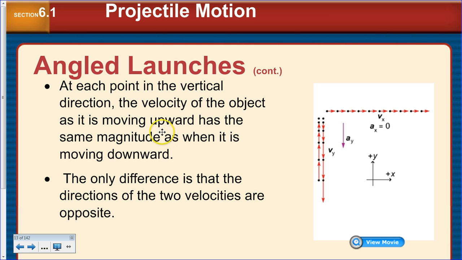At each point of the vertical direction, the velocity of the object as it's moving upward has the same magnitude as when it's moving downward. In other words, basically from here to here is the same as moving down like this. The only difference is the direction of the arrow, but otherwise we're going to see this motion here.